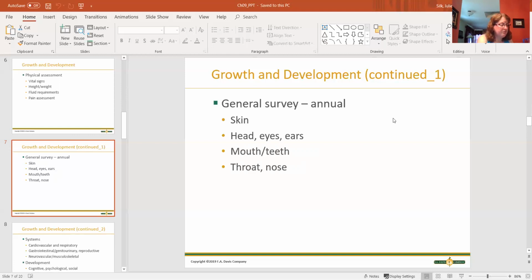You're going to look at their mouth and their teeth. Do they have a lot of teeth that they lost? Do they need braces? Are they going to see the dentist regularly? Look at their throat. Is it midline? Are they having any difficulty swallowing or anything like that? We also are going to look at their nose to see their nasal mucosa, if they have allergies or they have nosebleeds or anything like that going on.